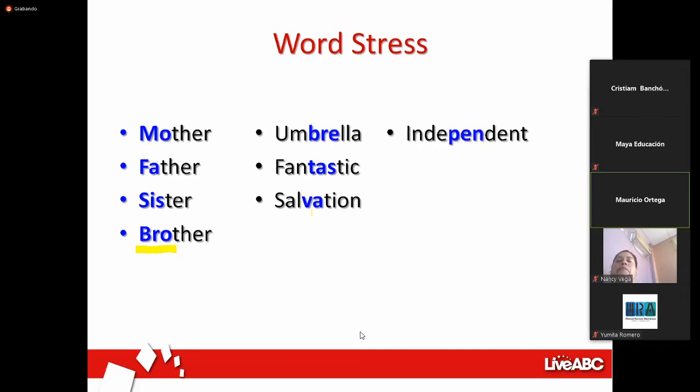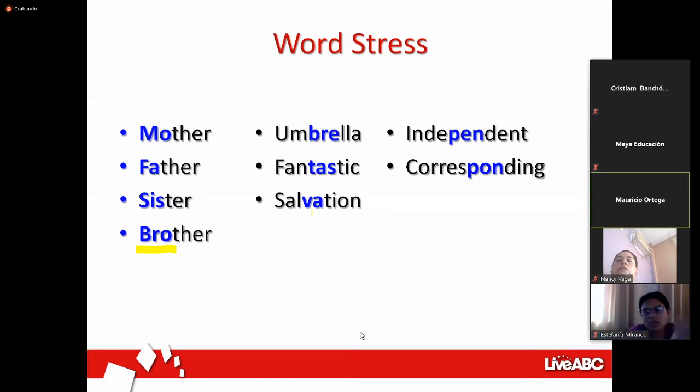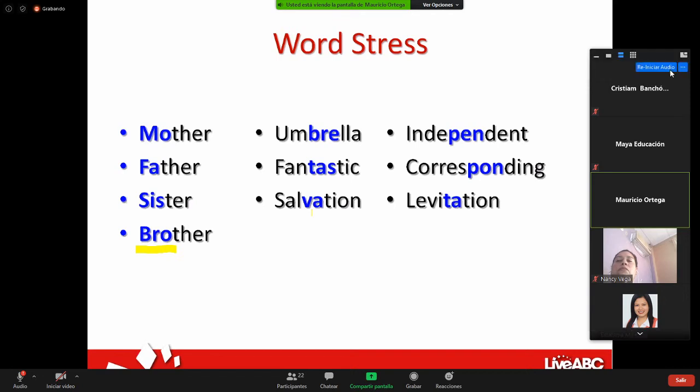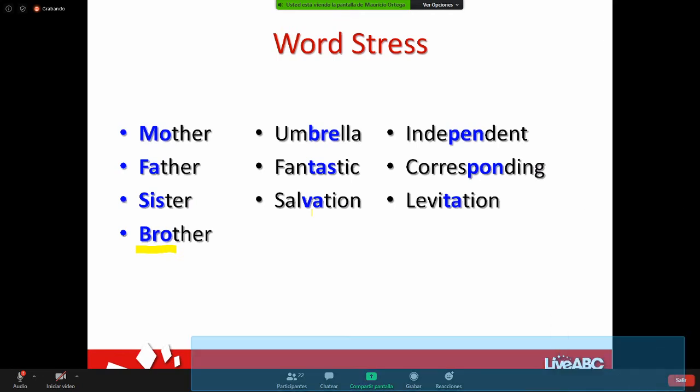Yeah, and here we have four syllables. Independent, corresponding, levitation. Long words, but unfortunately, teachers, we have no time for that. I am awfully sorry. That's going to be part of your personal research and homework. So let's continue with this.